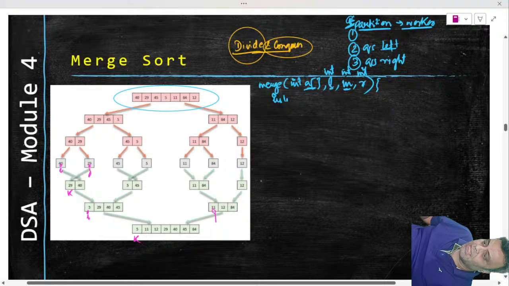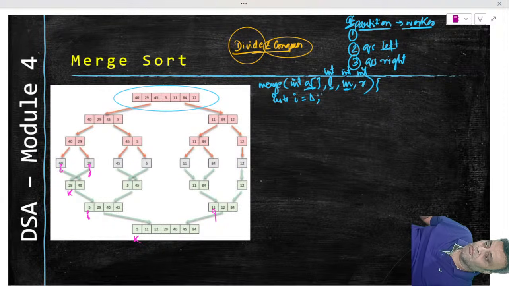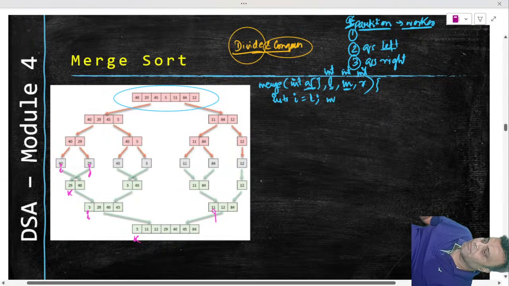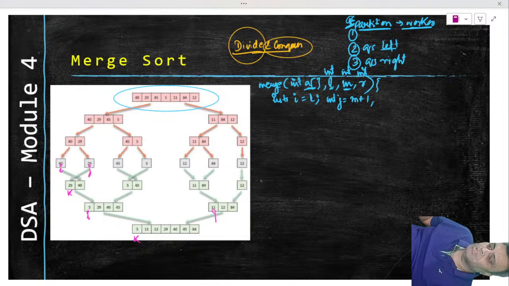So my I will be equal to my L, and my J will be equal to my M plus 1. So I will take J from M plus 1, right? So I will go from L to M, and M plus 1 will be the starting point of J, and my K will be starting from 0.